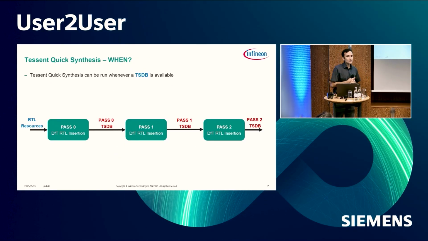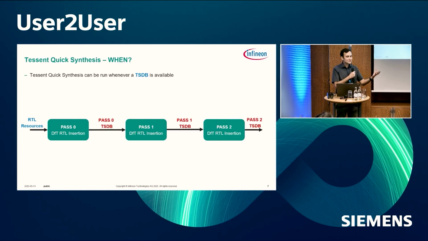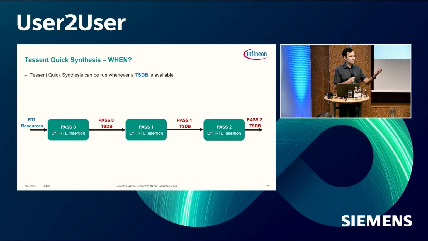The next question, when can we run the Tessent Quick Synthesis? The input to the Tessent Quick Synthesis is the TSDB. So whenever you have a TSDB, you can run it. Usually we break the RTL insertion into 3 phases. The first phase, we call it RTL 0 or pass 0. We don't run any insertion in this phase. We just read all these RTLs to make sure everything is consistent, and we create something called the pre-insertion TSDB. Then we continue with the pass 1 IJTAG MBIST insertion to create the pass 1 TSDB. And eventually we insert the rest of the DFT instruments, and then we get the final post-insertion TSDB.